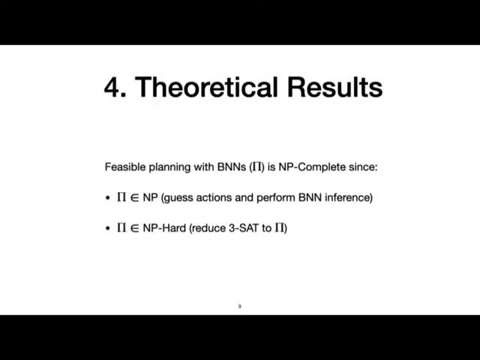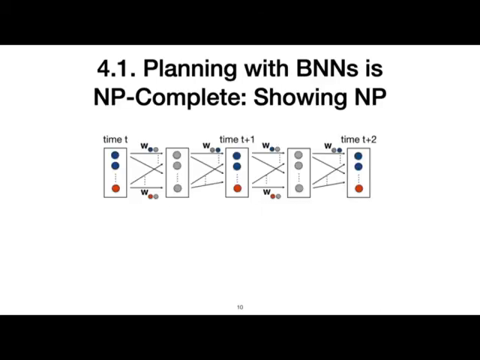The second contribution of our paper is that feasible planning with BNNs is NP-complete. We will show this by showing the problem is in NP and NP-hard as follows. To show that the problem is in NP, we will first need to guess the values of our action variables for all time steps.